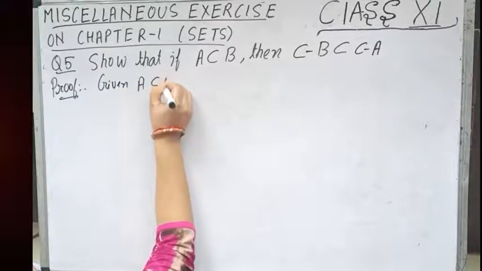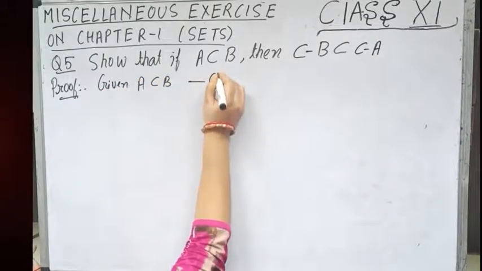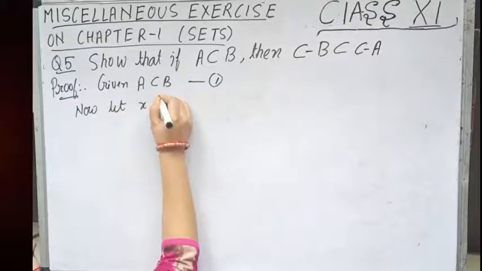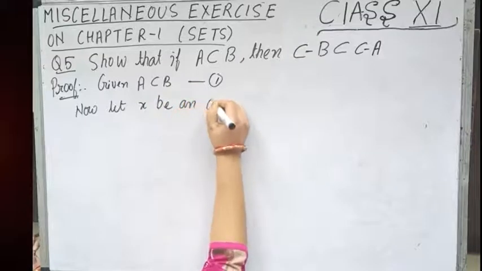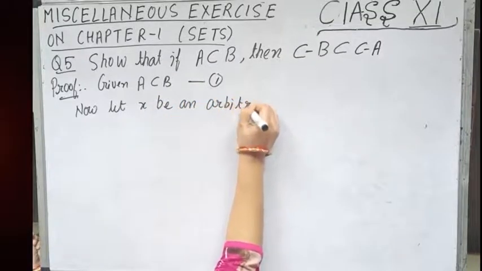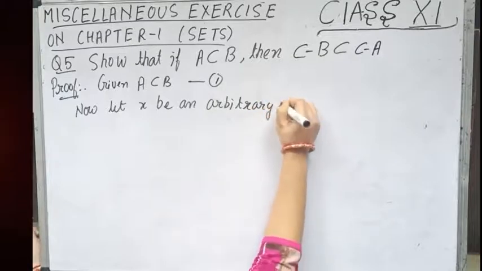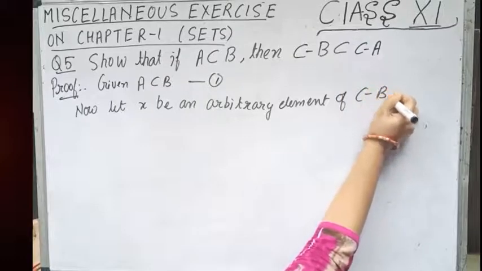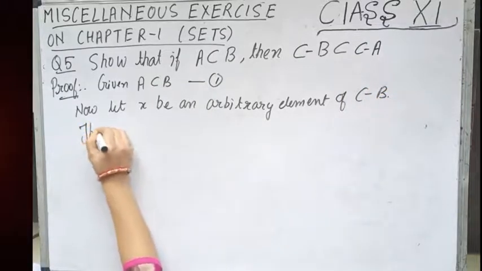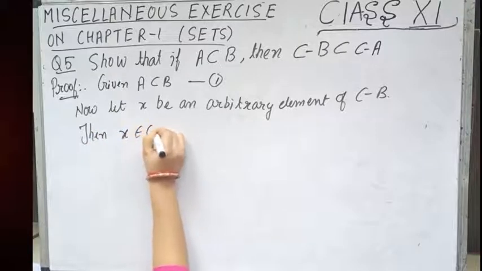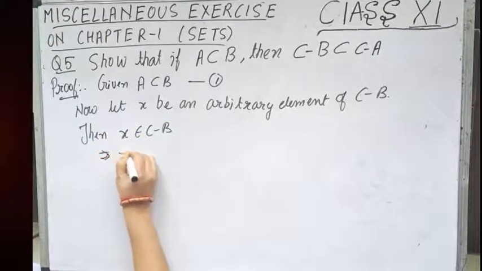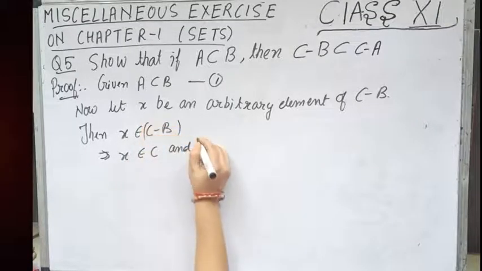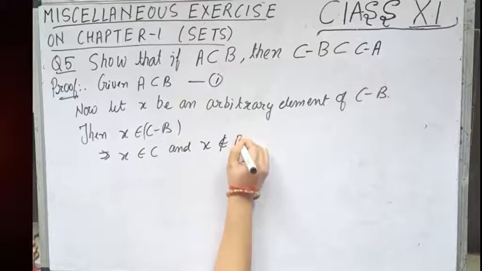Given A is the subset of B, let us make it 1. Now let X be an arbitrary element of the set C minus B. Then X belonging to C minus B implies X belongs to C and X does not belong to B.